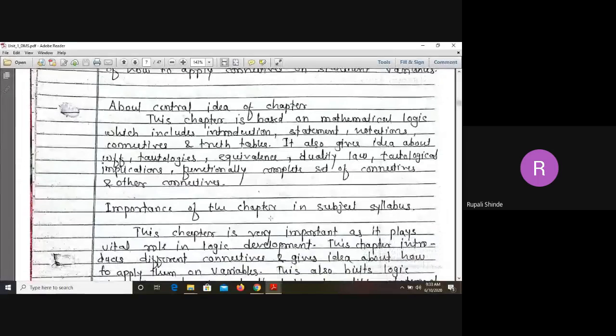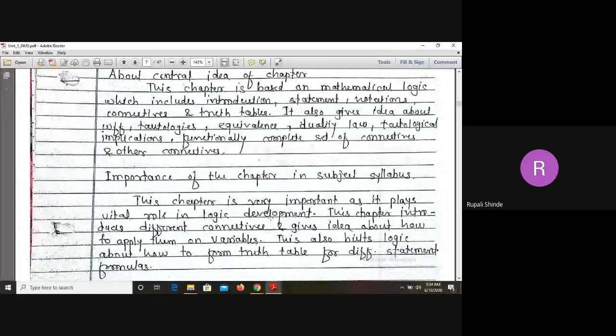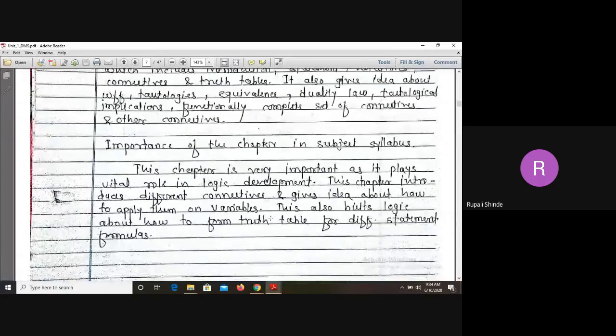Now, the importance of this chapter, that is why this chapter is included in our syllabus. This chapter is very important as it plays a vital role in logical development, because logic is the base of our computer science and engineering. So logic must be developed within each and every student. We show how to apply this connective to solve any kind of formula. This also gives logic about how to form a truth table from different statement formulas. That's why this will do the work of logical building. That's why this chapter is very important.